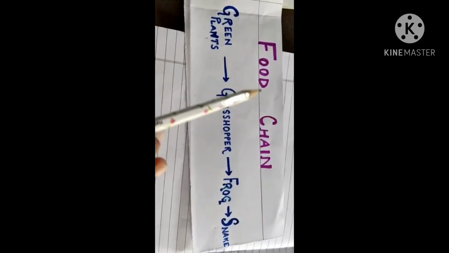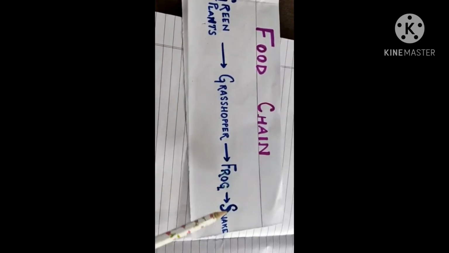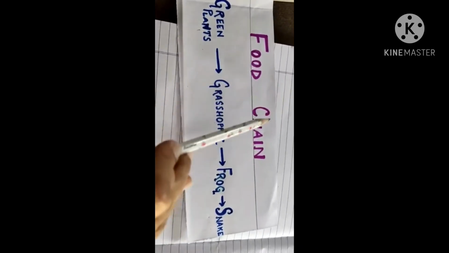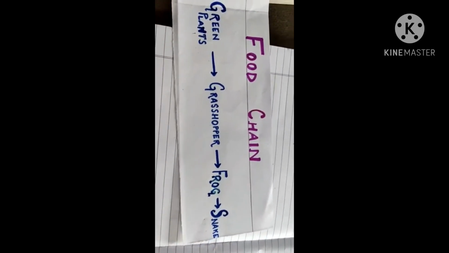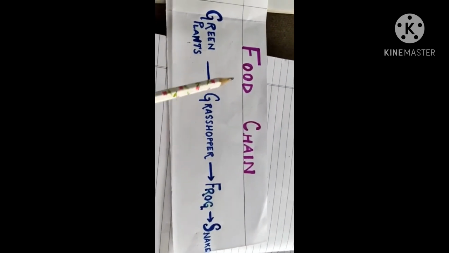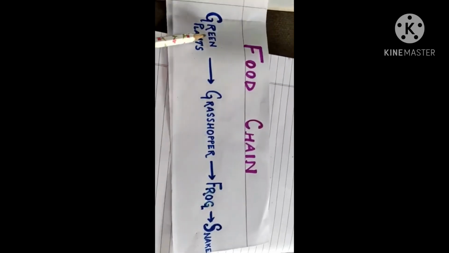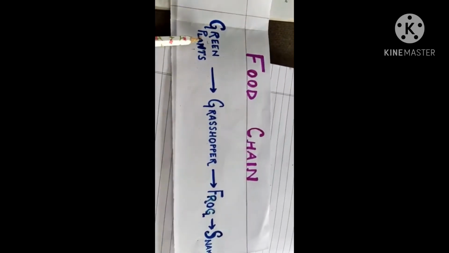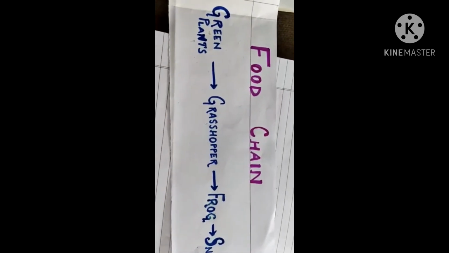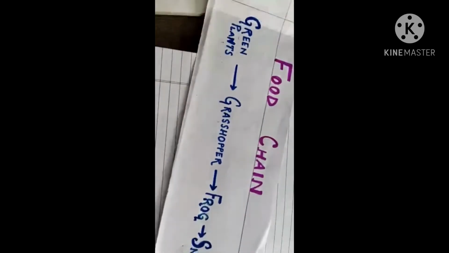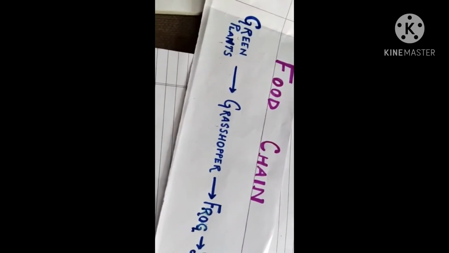The energy transfers from one organism to another organism. So this is a complete food chain in our nature. That is why we say that we all depend on each other. Animals depend on green plants, and green plants depend on animals for their various needs. Right? So this was all about a food chain.